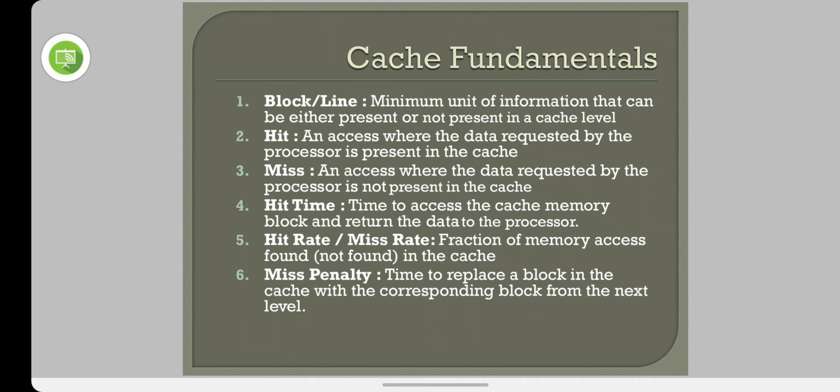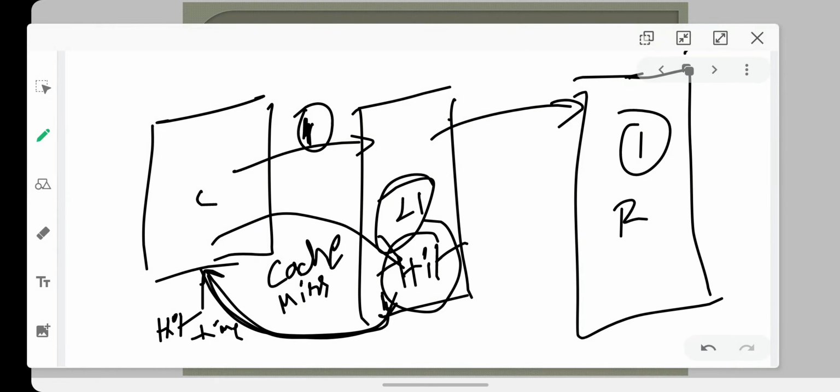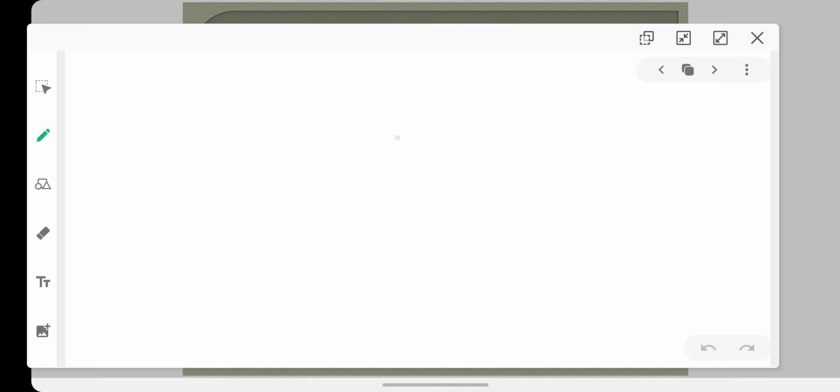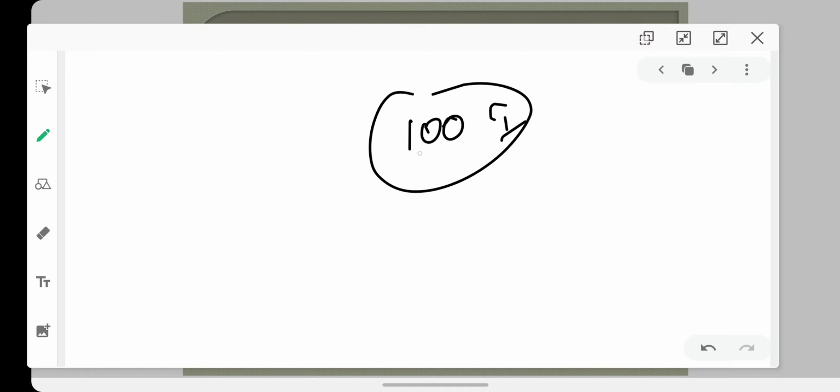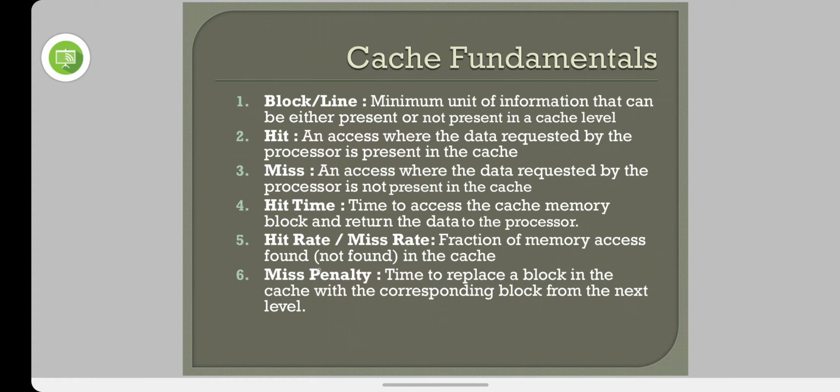Coming to the hit rate or miss rate, for example, you have some 100 instructions. Among these 100 instructions, there are 80 hits and 20 misses. From this you can easily find the fraction of hits and the fraction of misses. That is what is called the hit rate or miss rate: the fraction of memory accesses found or not found in the cache.